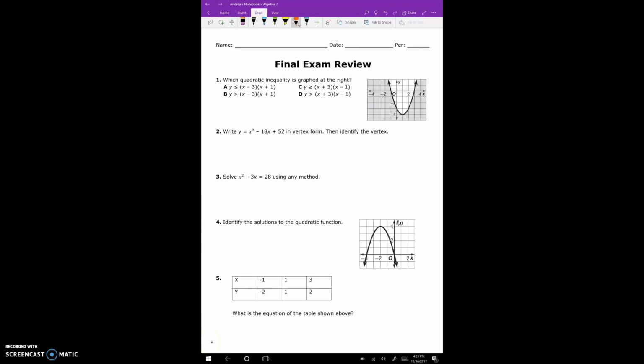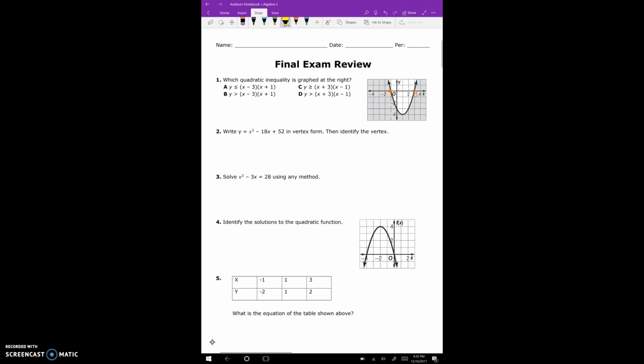All right, let's work on this final exam review. Number one, which quadratic inequality is graphed at the right? Notice that my solutions are at -1 and +3. That's gonna kind of affect my answer a bit.